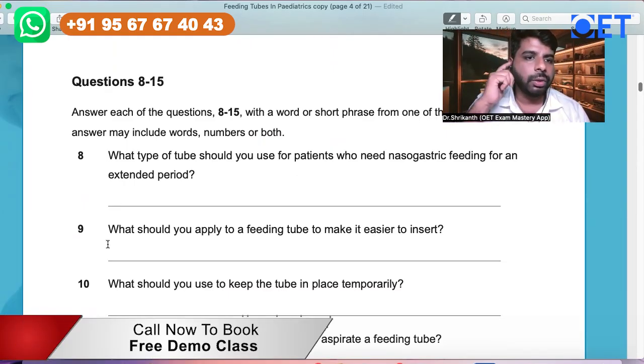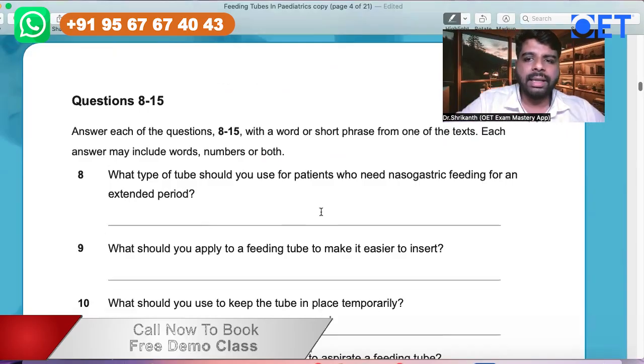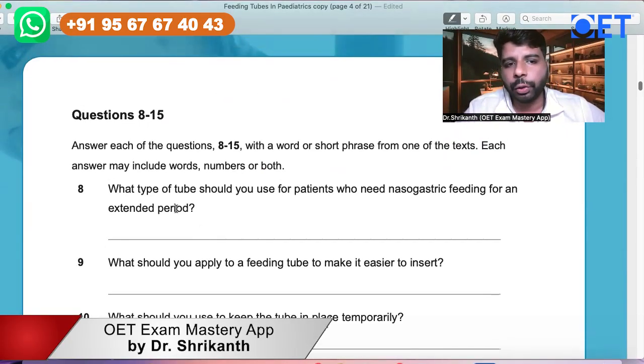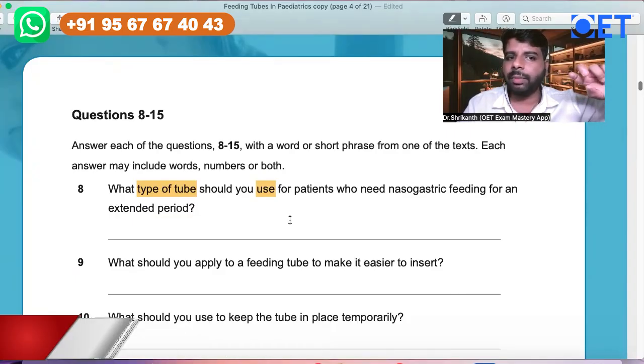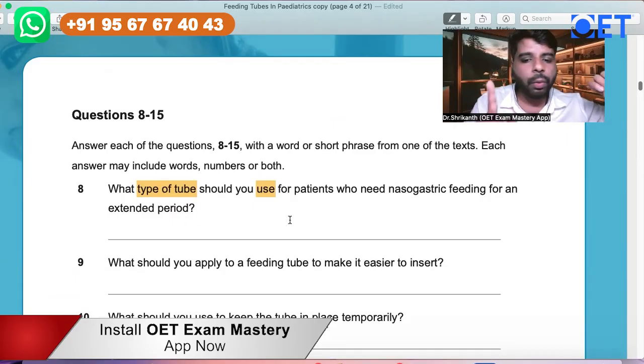So let's take a look at the eighth question. The eighth question is, what type of tube should you use for patients who need NG feeding for an extended period? Now see, what is the question asking you? What type of tube should you use? We already know it is going to be in text B, because in text B, we have read about 2 types, right? Fine bore and wide bore. Now you see, how were you able to say the answer to this eighth question is in text B?